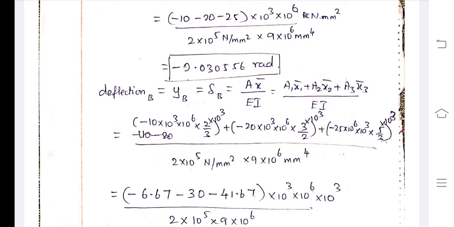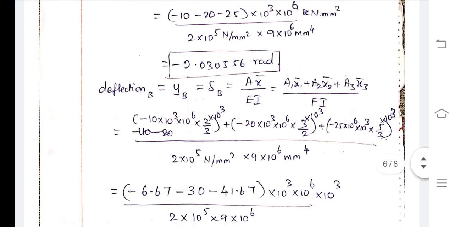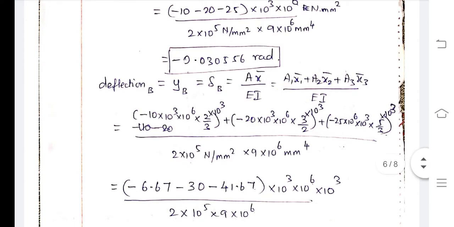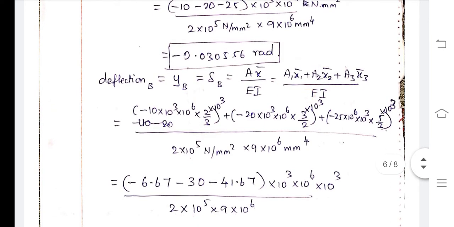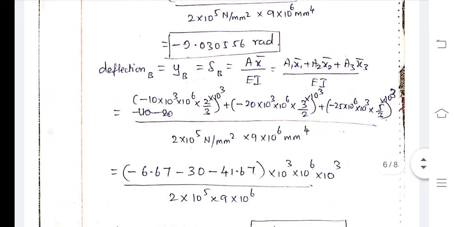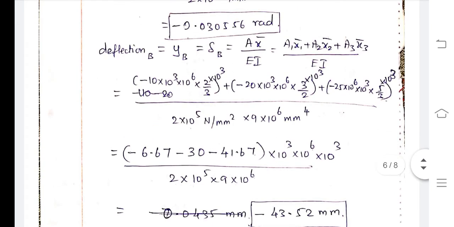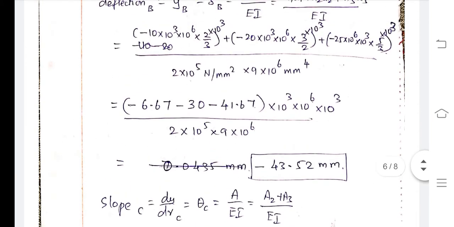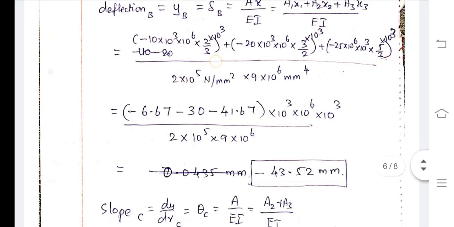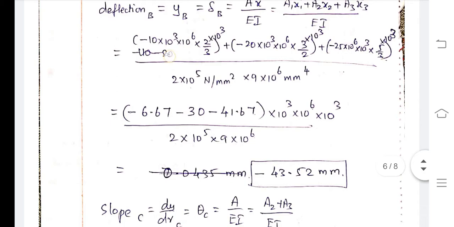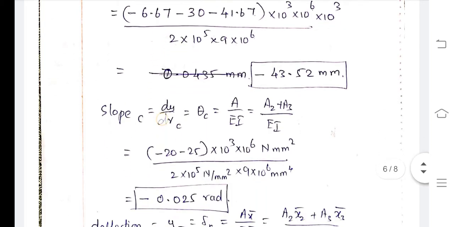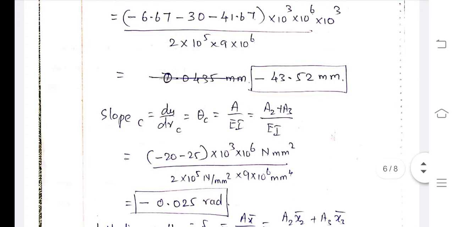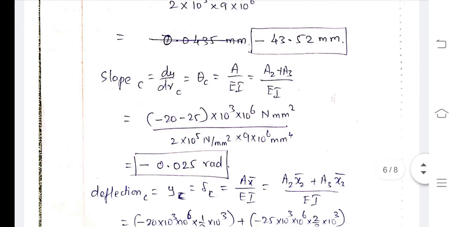Then deflection. So here you can see that deflection is A into x bar. So here we have to separate A1 x1 bar plus A2 x2 bar and A3 x3 bar. So substituting the values found in step 2 and substituting everything. After conversion of everything, you can see that x bar is also substituted, 2 by 3 into 10 power 3, which is converted into millimeters, and here 10 power 3 into 10 power 6, which is converted from kilonewton meter square to kilonewton millimeter square.